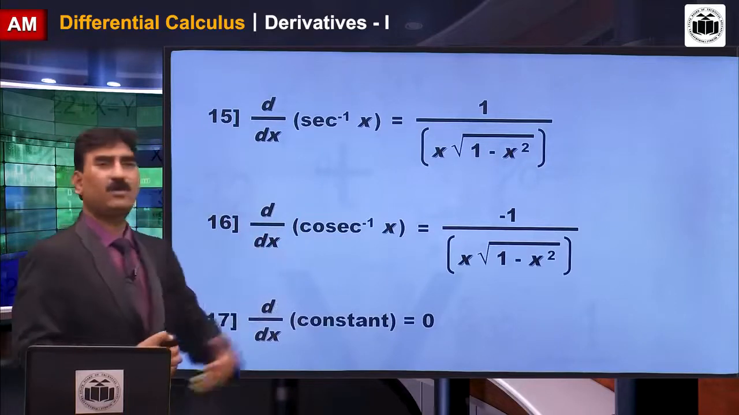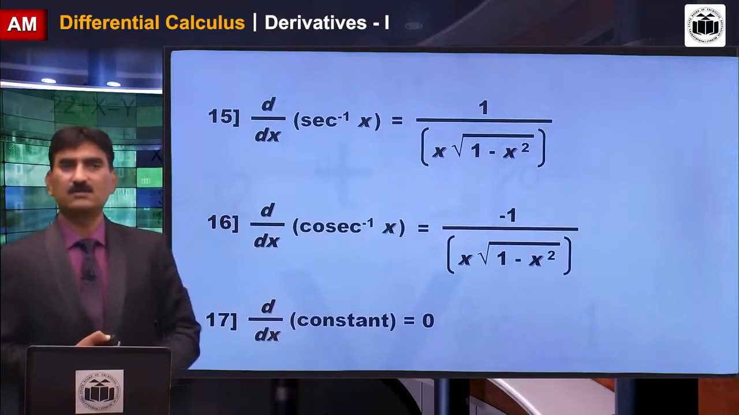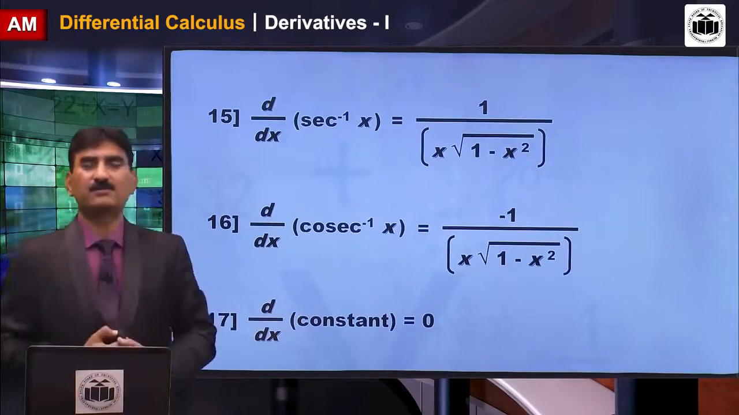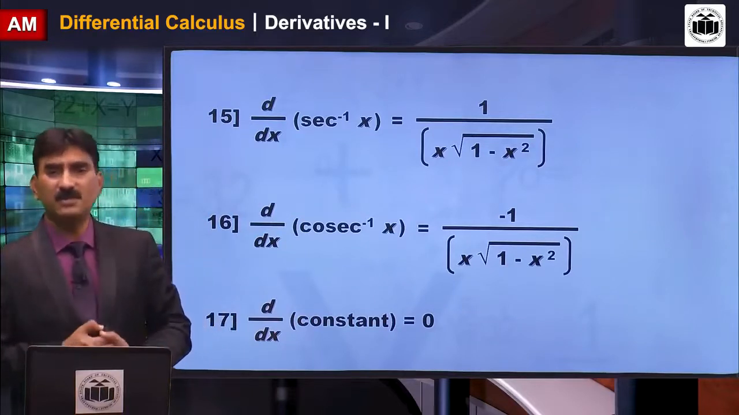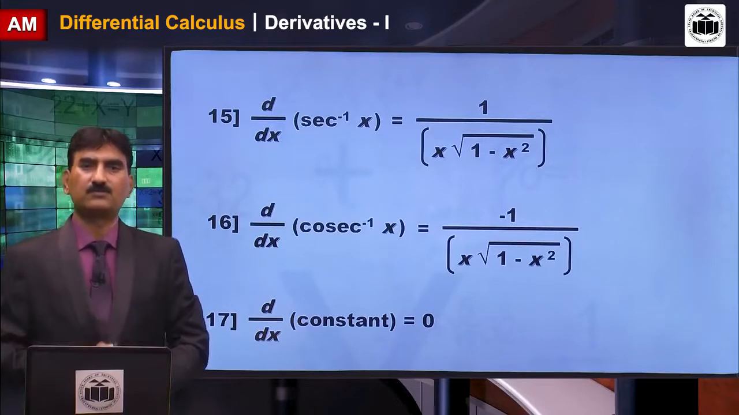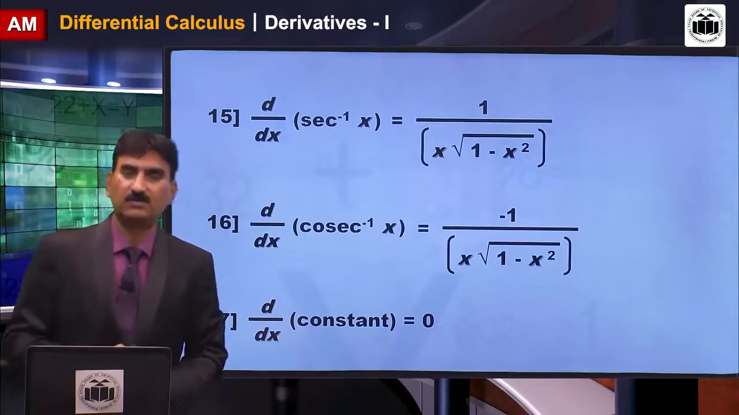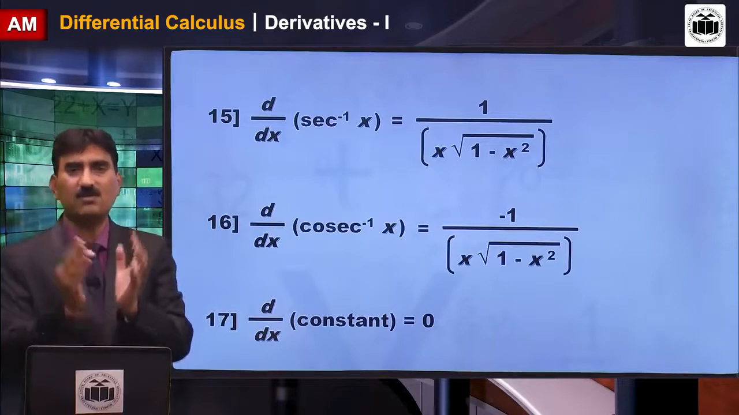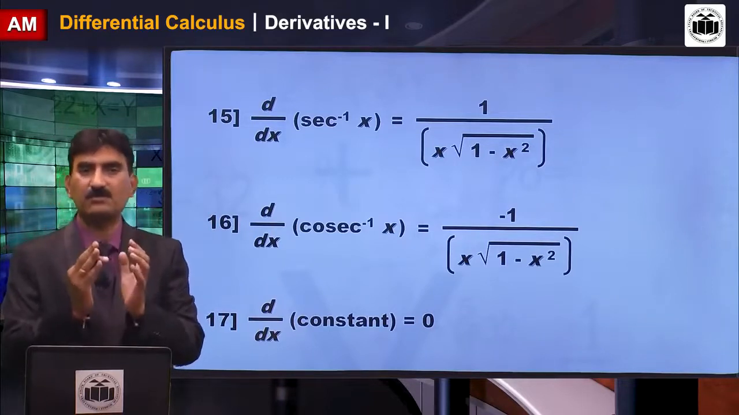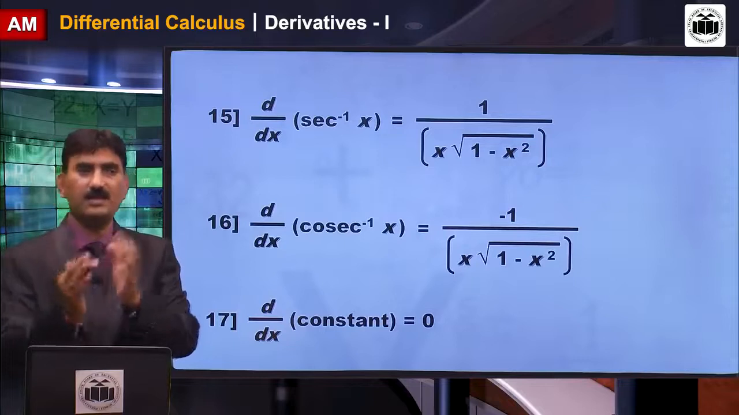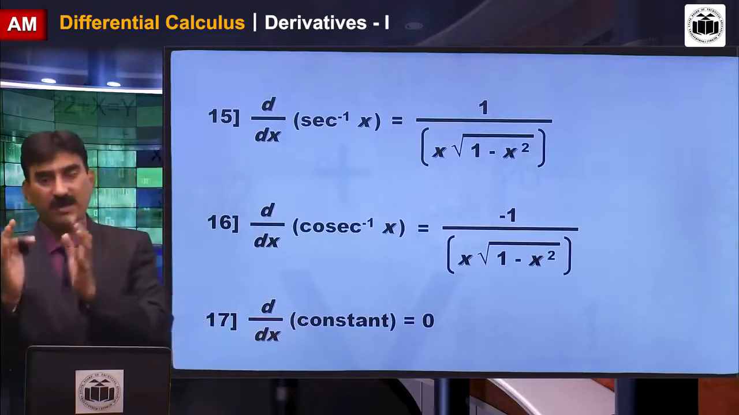Now lastly, the derivative of a constant is 0. Can anybody tell me why the derivative of a constant is 0? Yes, very good. What is a constant? Constant means there is no change. In a derivative, we want variations.